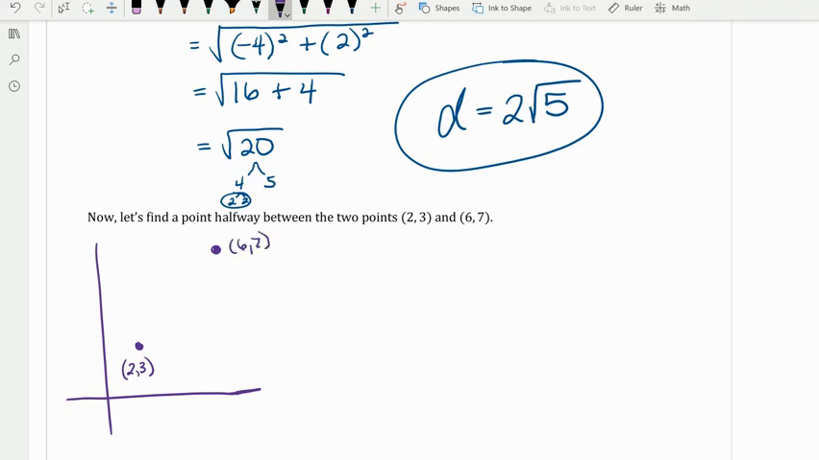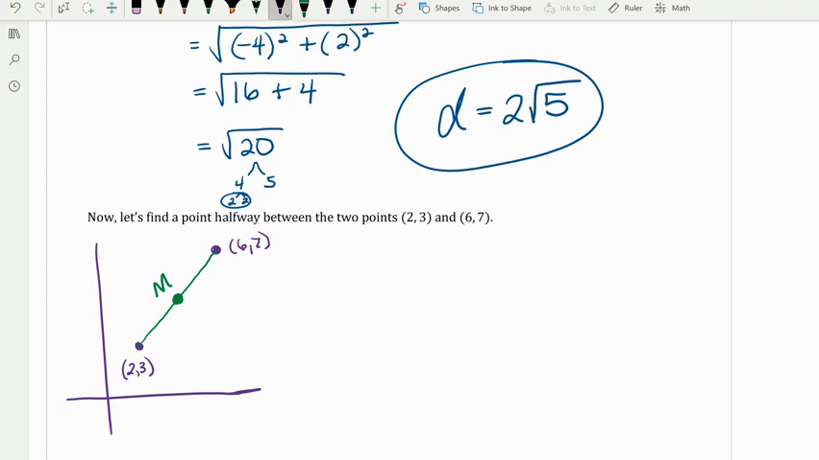Okay, so now I want to find a point that is halfway between the 2 points. If I connect these 2 points with a line, I'm looking for this point that is right in the middle of those 2. And we normally call that the midpoint of that segment because it's right in the middle. So now if I'm looking again for that midpoint, here's another way to think about it.